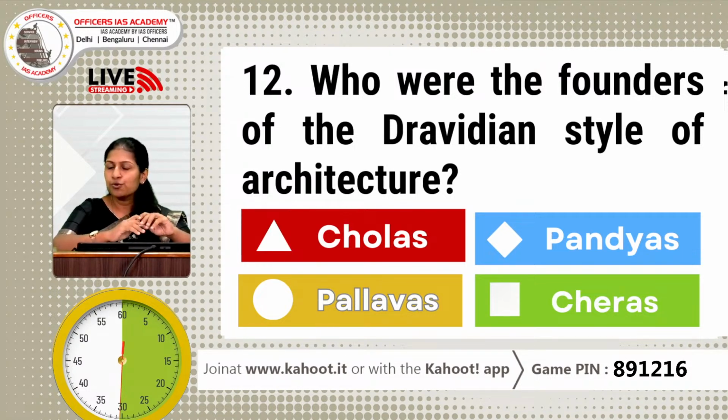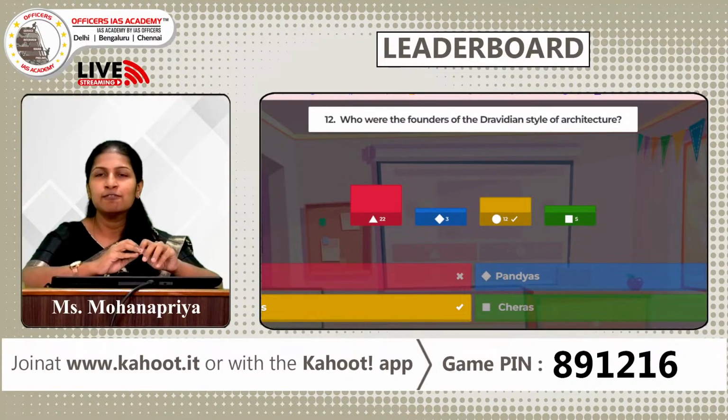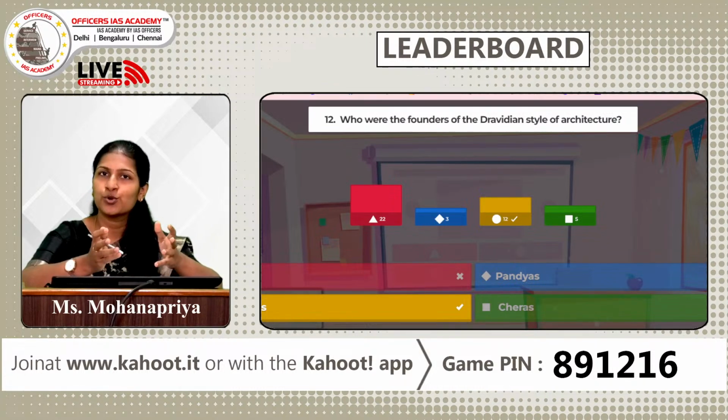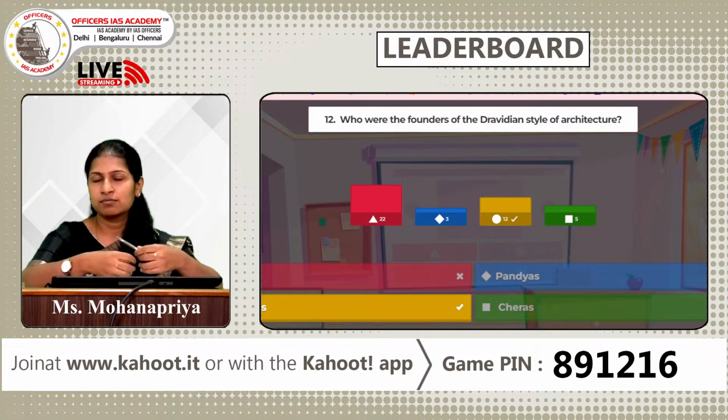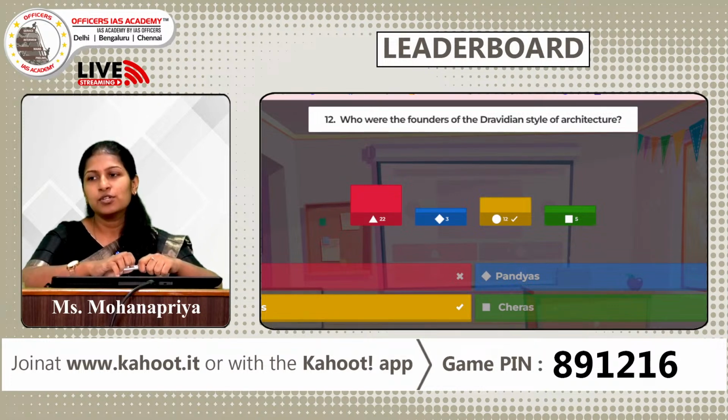So 22 of you have given the right answer. Sorry, there seems to be a lot of wrong answers in this particular question. I'm sorry. So 22 of you have given the incorrect answer. It is not Cholas, it is Pallavas. So Pallavas were the founders of the Dravidian style of architecture. A very classic example of this Dravidian style of architecture is what you find in Mahabalipuram. So you have beautiful sculptures, the style of temples, the shore temple. These are all classic examples of this Dravidian style of architecture. So the founder is Pallavas. Okay, so remember, it's not Cholas.